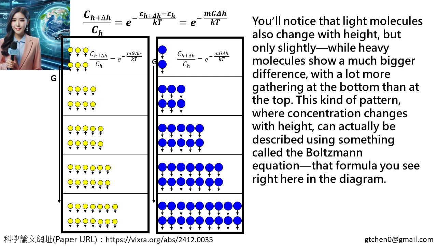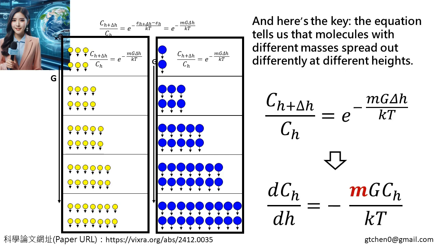You'll notice that light molecules also change with height, but only slightly, while heavy molecules show a much bigger difference, with a lot more gathering at the bottom than at the top. This kind of pattern, where concentration changes with height, can actually be described using something called the Boltzmann equation, that formula you see right here in the diagram. And here's the key. The equation tells us that molecules with different masses spread out differently at different heights.